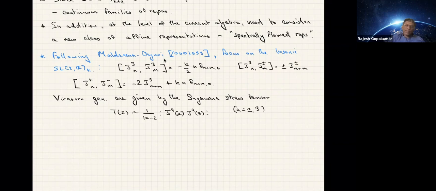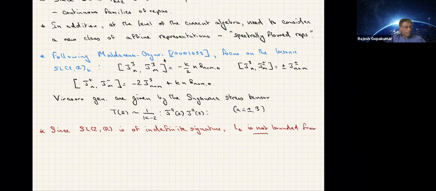Note down the observation that since SL2R is of indefinite signature, L0 is not bounded from below, at least not obviously. So that's a complication. And so we need to make sure physical states are bounded from below. So that is already something not guaranteed to us, that when you impose the physical state conditions on the string theory, they have space-time energy bounded from below.